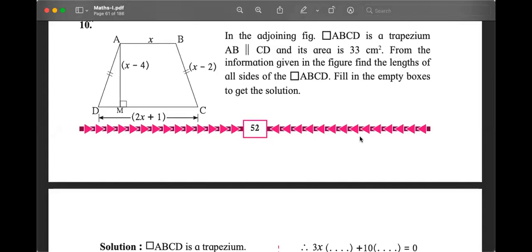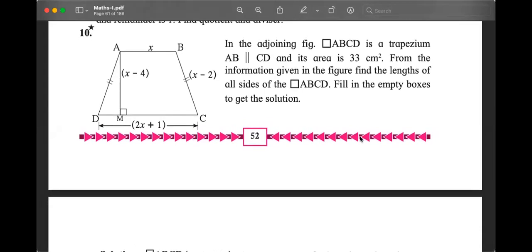If you are ready, who wants to read the question that is on the screen now? Yes, Chan, go ahead. Be loud and read. In the adjoining figure, ABCD is a trapezium. AB is parallel to CD and its area is 33 square centimeter. From the information given in the figure, find the lengths of all sides of the trapezium ABCD. Fill in the empty boxes to get the solution.